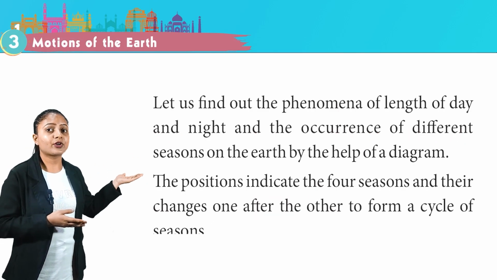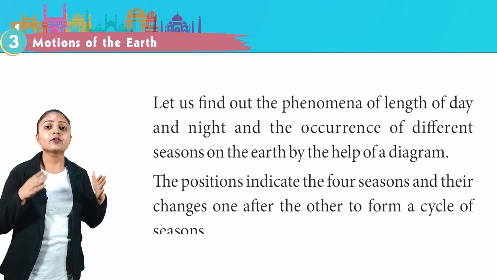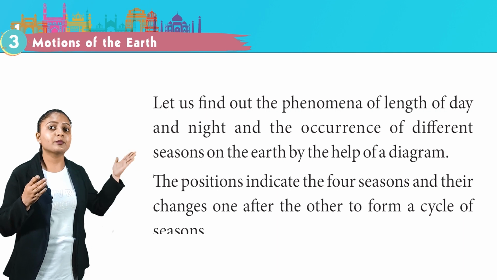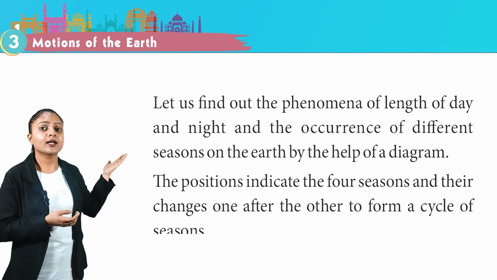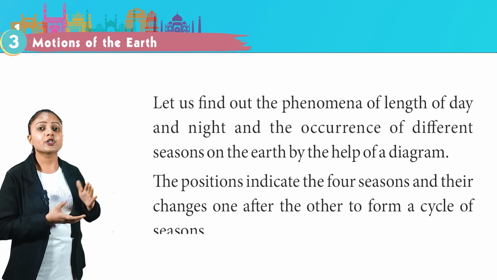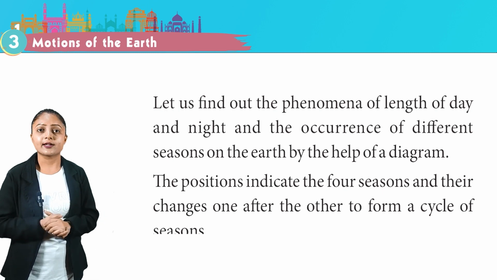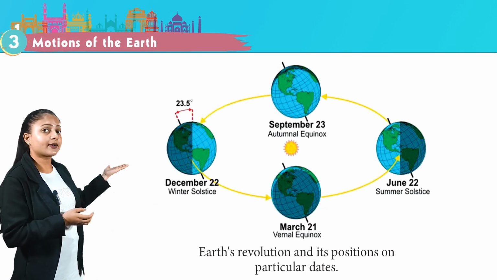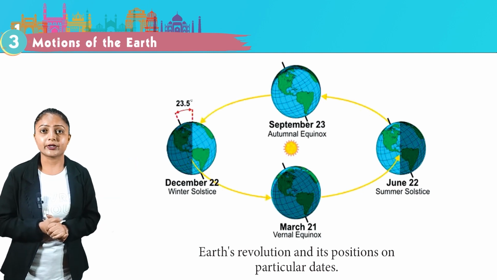Let us find out the phenomena of length of day and night and the occurrence of different seasons on the Earth by the help of a diagram. The positions indicate the four seasons and their changes one after the other to form a cycle of seasons. This diagram is explaining Earth's revolution and its position on particular dates.